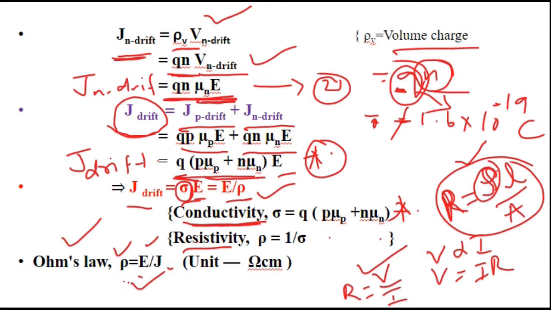So resistivity here is compared with R. E is the electric field, which is compared with the voltage V, and J is the current density, which is compared to the total current inside the semiconductor. So this is the Ohm's law in relation with the semiconductors, and its unit can be calculated as ohm into cm, that is ohm cm. So this is all about your drift current density. Now next we will study what is your diffusion current.